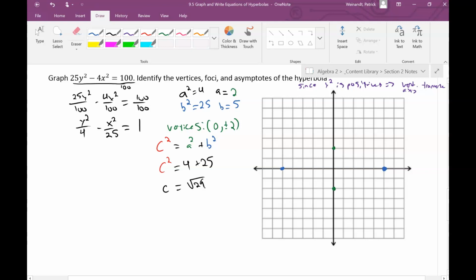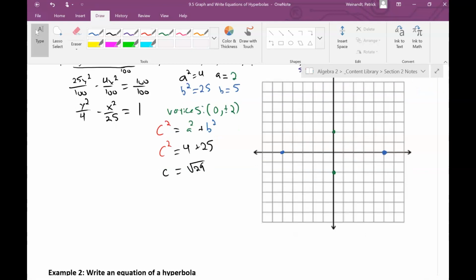Why do we not just write plus or minus the square root of 29? Keep in mind that c is representing that distance. So we know from this that our foci are going to have a distance of the square root of 29, which is about 5.4.